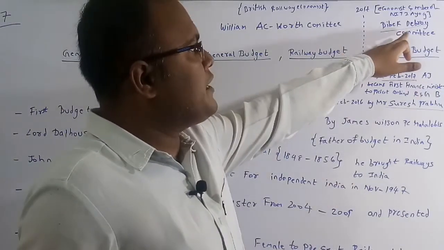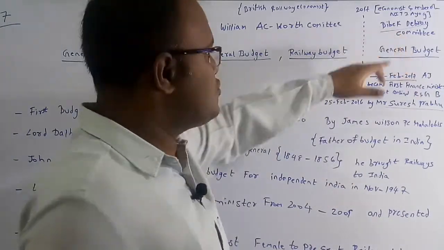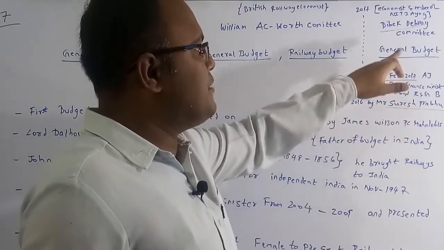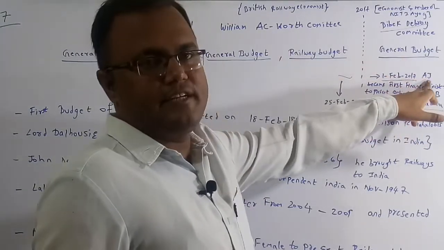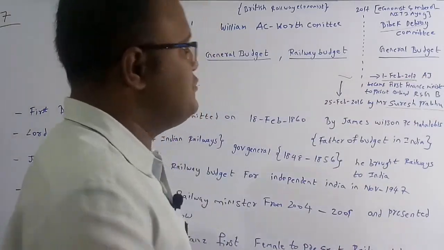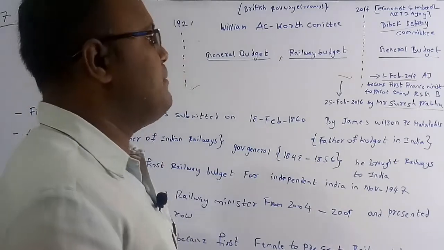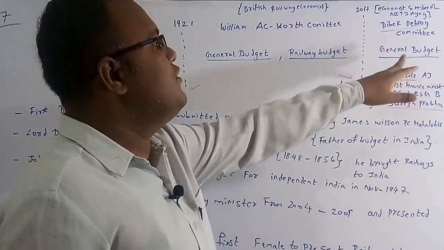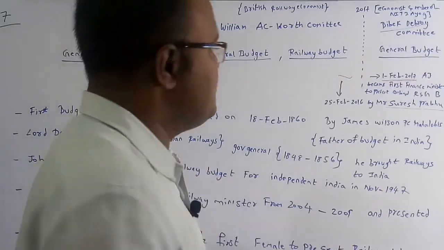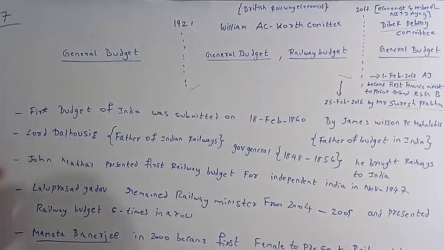So the Bibek Debroy Committee gave all these recommendations to Mr. Suresh Prabhu, and then Suresh Prabhu passed these recommendations to Arun Jaitley. Then Arun Jaitley discussed the merging of the railway budget with the general budget in Parliament, and Parliament agreed. So only from 2017 was the railway budget merged with the general budget. Now we'll discuss some of the important facts.